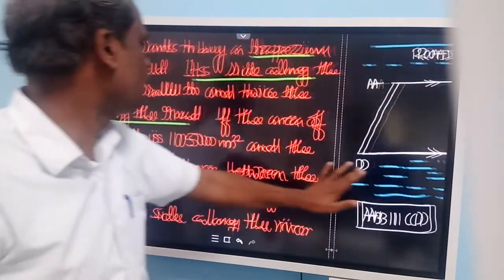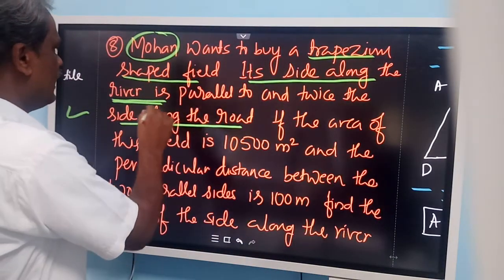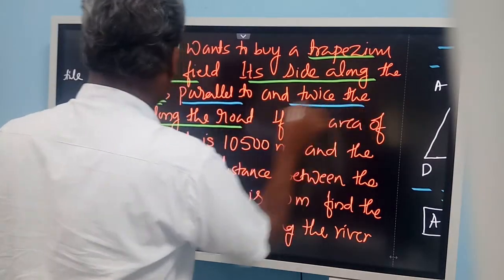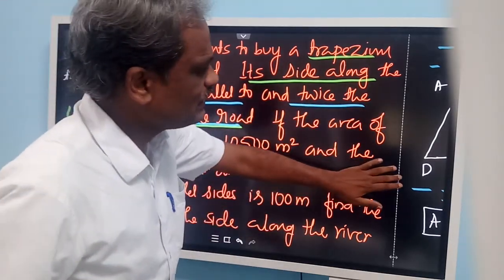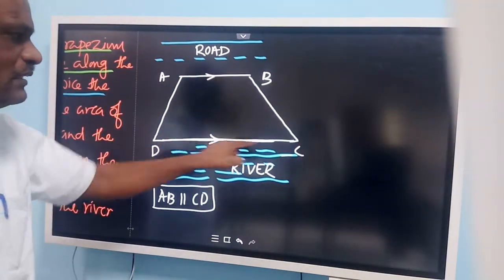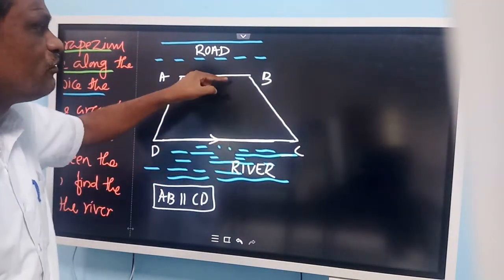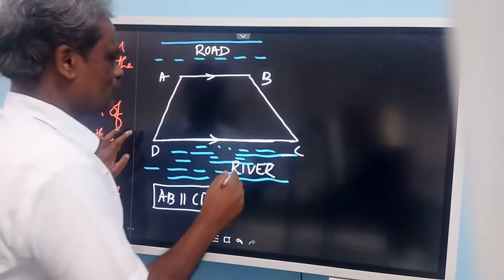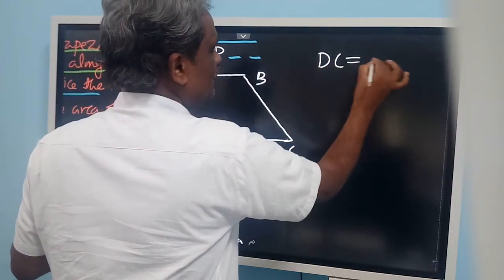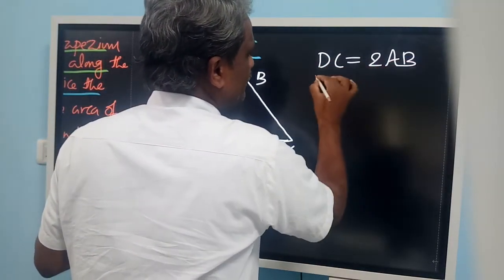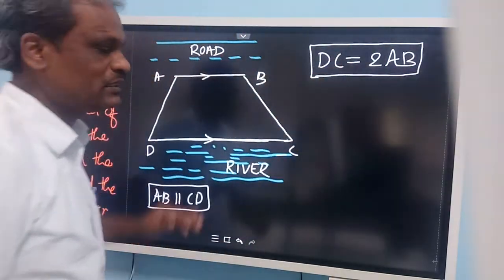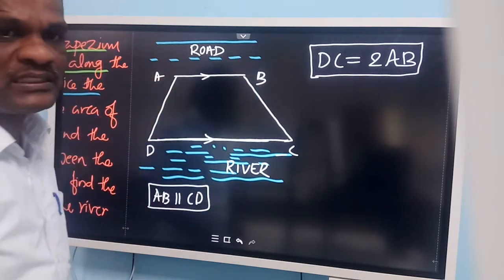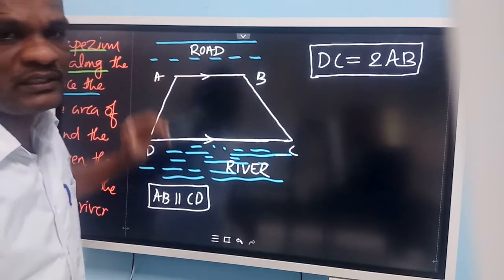Now go back to the question. What is the data given? Look at this. The side which is along the river is parallel and twice the side along the road. River side is, this length is twice of this side. That means what is the meaning of this one? So here DC will be equal to 2 times AB. This is the meaning of twice the road side. The river side length of this trapezium is 2 times the length of the road side.